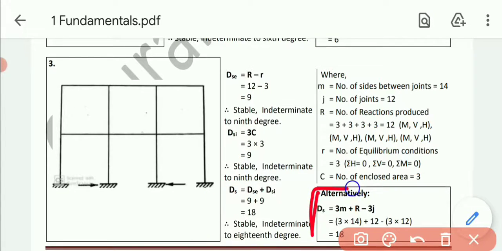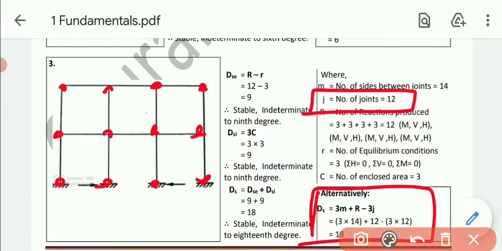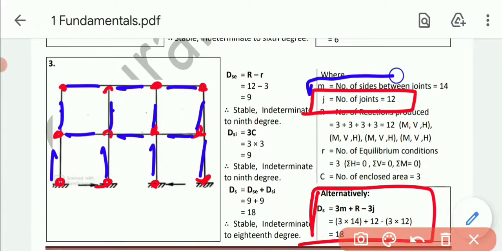Now if I want to use the alternate formula, I need the value of J and M. So J first of all: 1, 2, 3, 4, 5, 6, 7, 8, 9, 10, 11, 12. So the number of joints is 12. And M, the number of sides between the joints: 1, 2, 3, 4, 5, 6, 7, 8, 9, 10, 11, 12, 13, 14. M stands for the number of sides between the joints, that is 14.